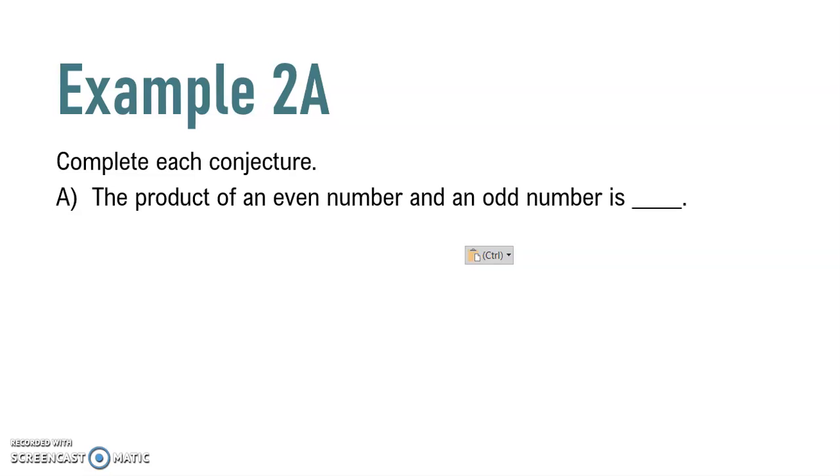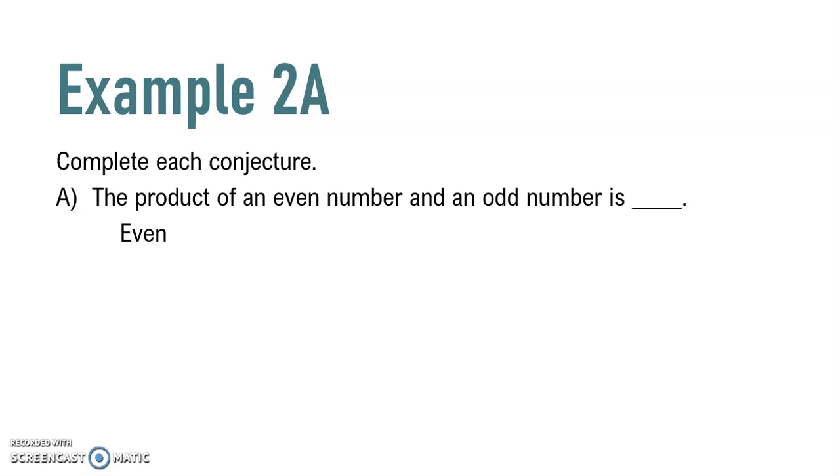So what you're going to do is try several examples. An even number times an odd number. Even number times an odd number. Keep going, several examples, and then see if you can talk about the result of an even times an odd. You're going to want to fill in the blank with either even or odd. Try and fill in the blank, and then press play to check your answer.